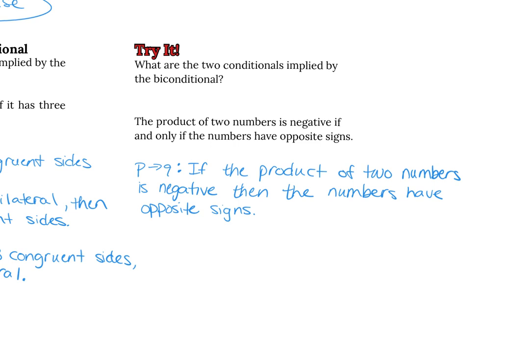Right, then our converse, Q, P, we flip it, so if two numbers have opposite signs, then their product is negative.